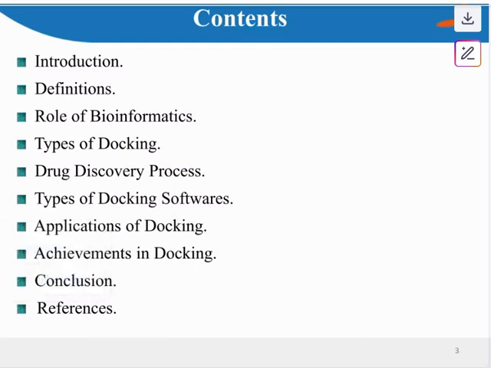Hello everyone. Today in this video I am going to talk about molecular docking.